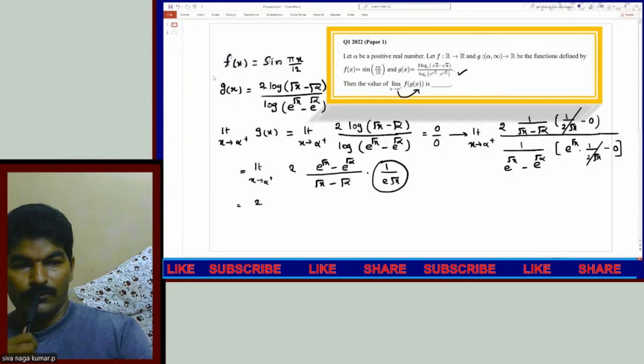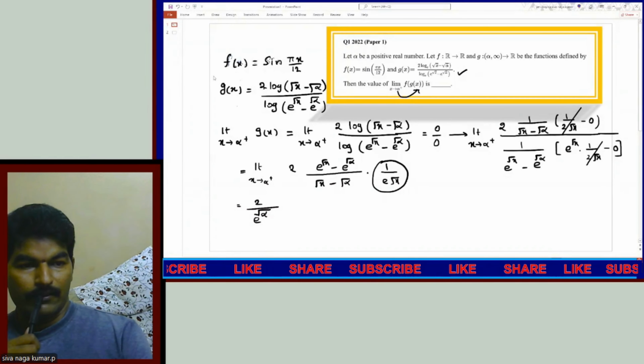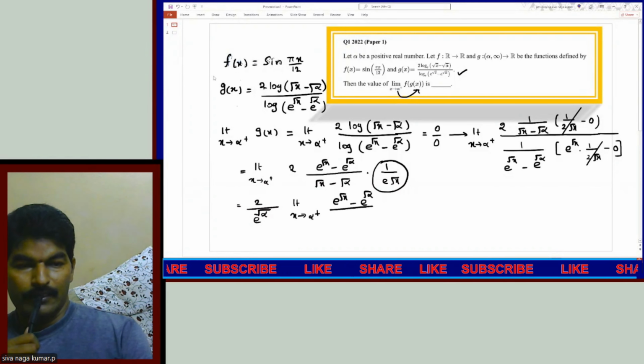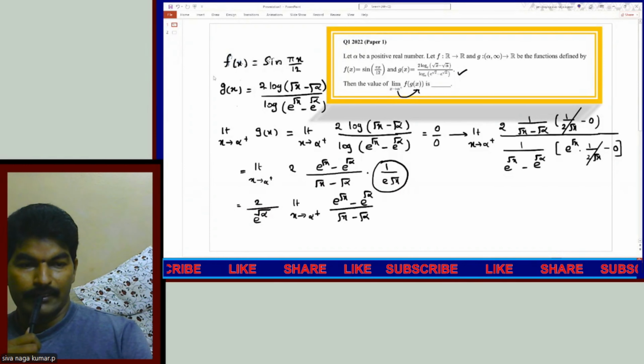Then it becomes 2 divided by e power root alpha, since the x value is replaced by alpha. Here, where I circled that value, I substituted alpha plus. And limit x tends to alpha plus e power root x minus e power root alpha divided by root x minus root alpha. Again, if we substitute the alpha value for x, we will get the 0 by 0 form. So that's why we will do L'Hospital's rule again. So 2 by e power root alpha.